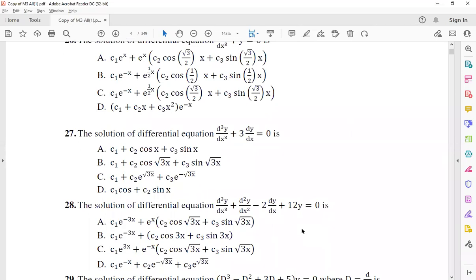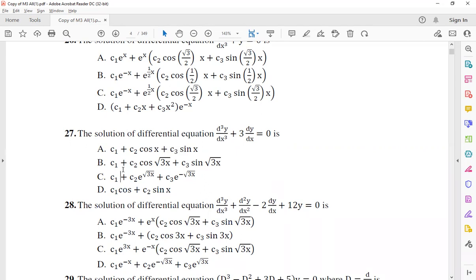Next, 27. 0 and plus minus 1.73i, or just 1.7i. Is it √3? Because here they are given √3. Check the value of √3. Is it 1.73? Yes, ma'am. Right. So 0, C1 e raised to 0x. So C1 correct, and plus minus √3i.